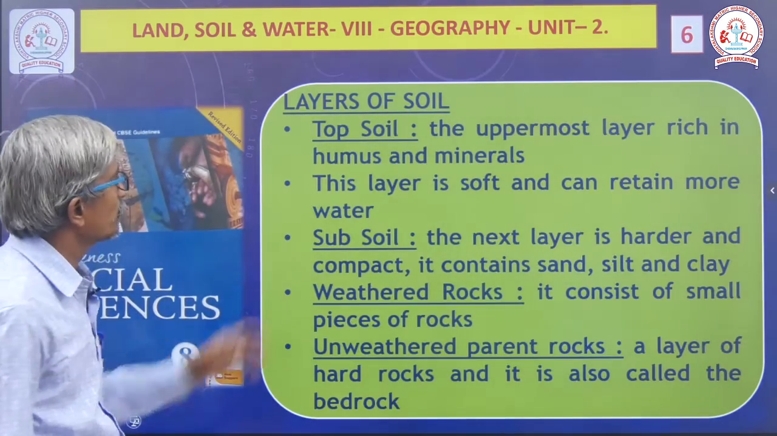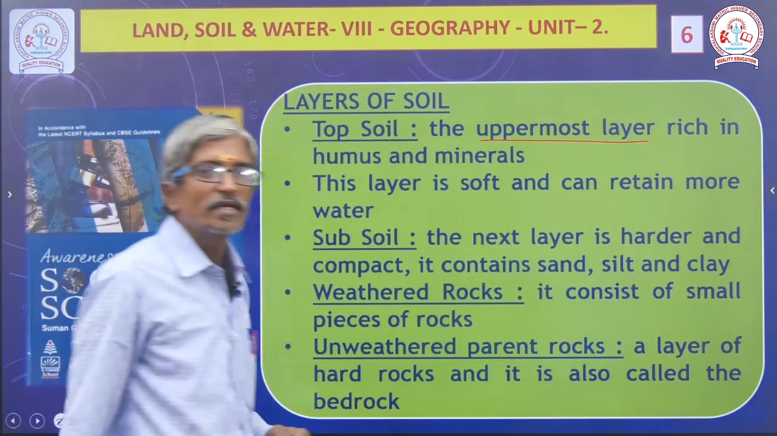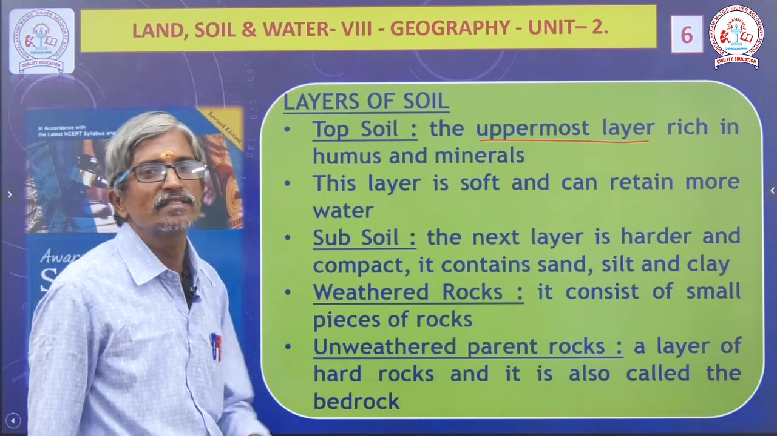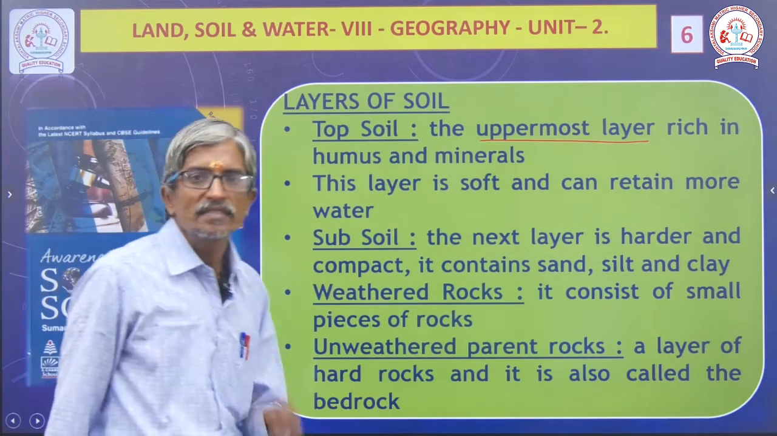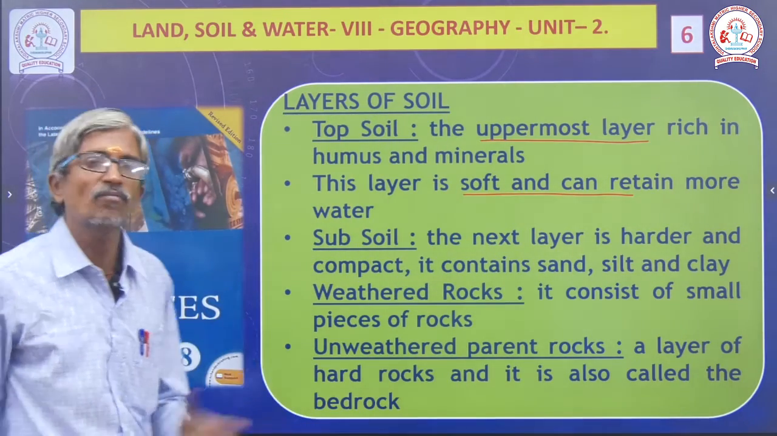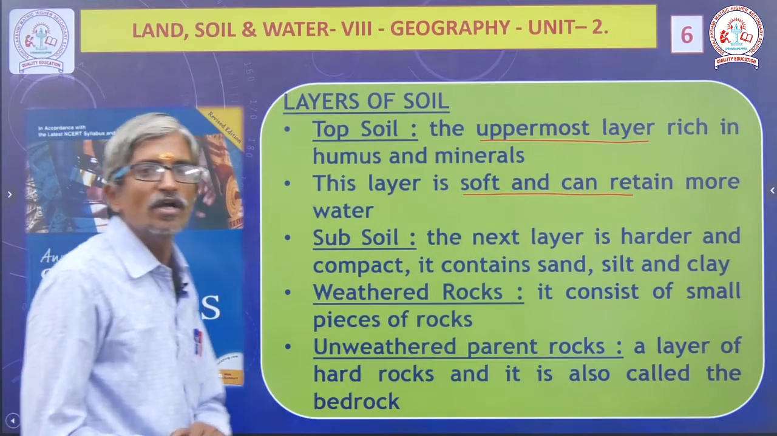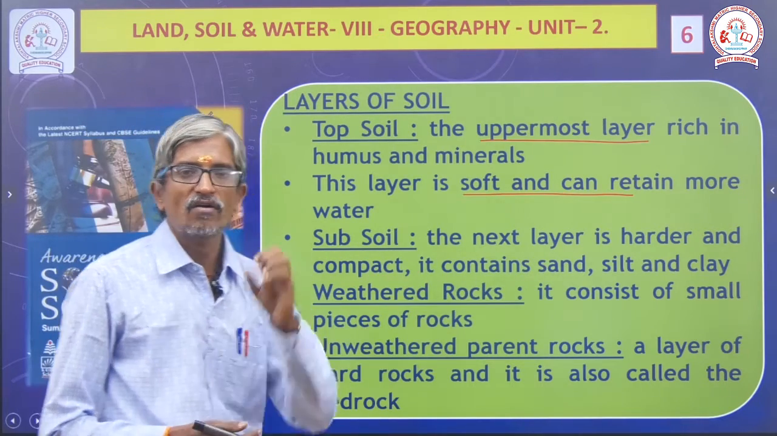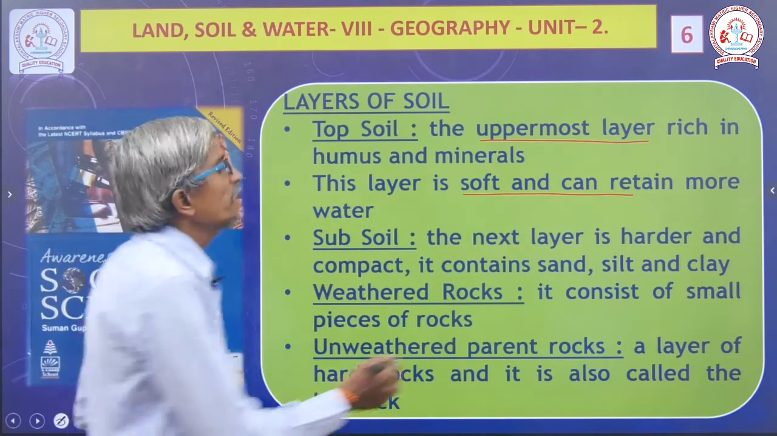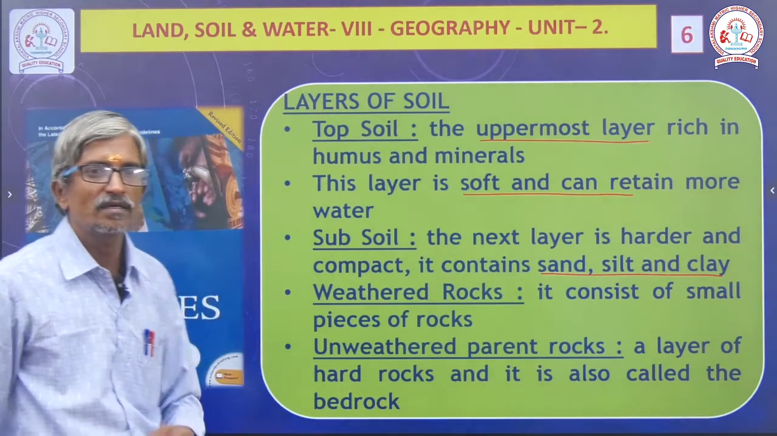Next, number 1, topsoil. The uppermost layer is rich in humus. It is very rich in humus and minerals. This layer is soft and can retain more water. That is a speciality of topsoil. Next, number 2, subsoil. The next layer is a little harder. When we compare it to topsoil, the subsoil is a little harder. It contains sand, silt and clay. That is why it is a little harder.